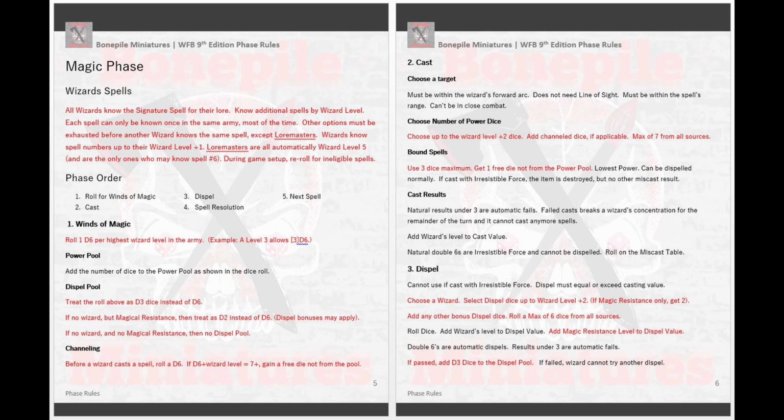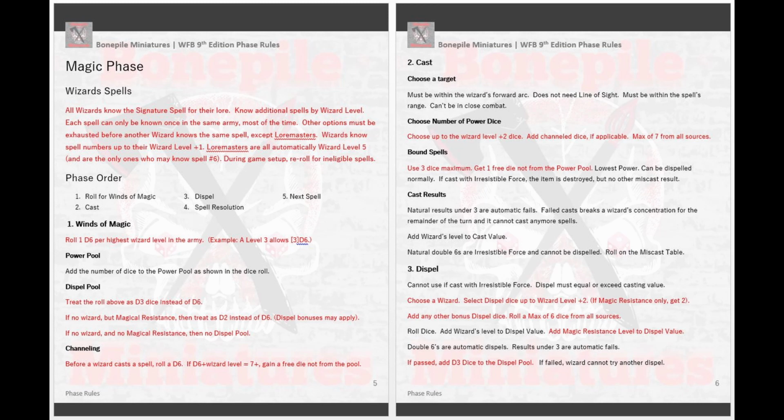Reading on, it says, wizards know the spell numbers up to their wizard level plus 1. Lore masters are all automatically wizard level 5, and are the only ones who may know spell number 6. And during game setup, re-roll for ineligible spells. Ineligible spells basically refers to if you roll a spell number that your wizard can't know by this rule, or also spells that have already been taken by another wizard. So even though I think this is a new idea, I think it's still pretty simple to understand.